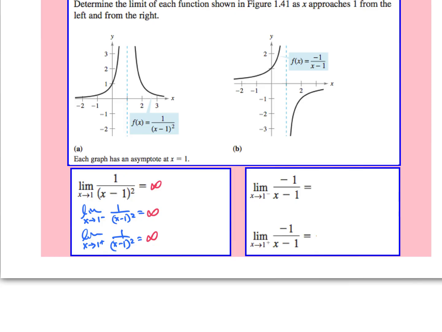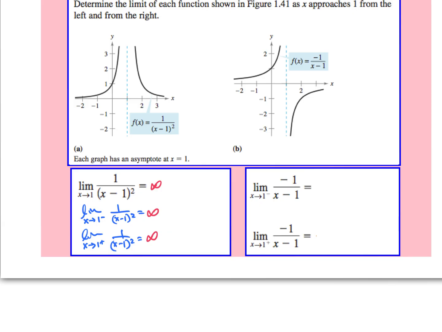I know we have a picture, but honestly, you probably won't have pictures on the test, so I kind of want you to just look here. The picture helps us see if we're right. All right, so let's look at this next one. I have the limit as x approaches 1 from the left of negative 1 over x minus 1. If I substitute in 1, what happens? I get a number over 0.